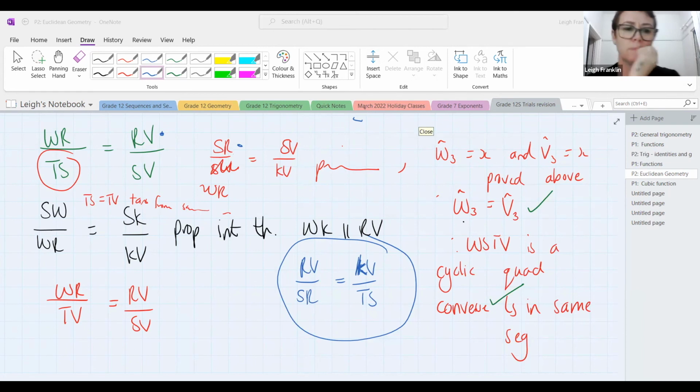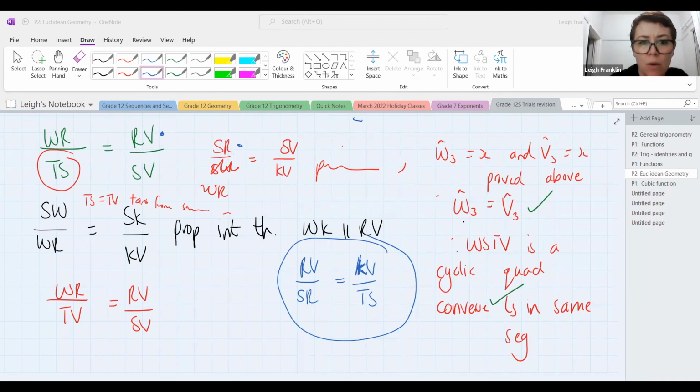Right, we proved that triangle WRV is similar to RVT. Isn't it, can't we say ST is equal to WV? Then we substitute the ST where there's WR. Yes, so I think this is what we need to do. I'm just writing this on paper. So we know that we've got RV over SV equals WR over TS, because triangle WRV and STV were similar to one another.